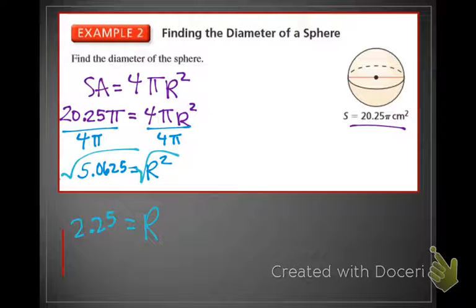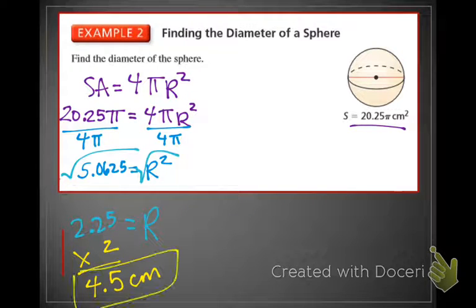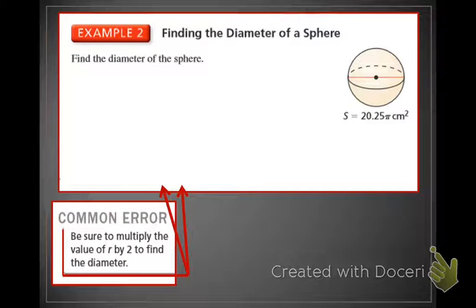Once we find the radius, what do we do to find the diameter? Times 2, it's 4.5 centimeters. Why isn't it squared? Because it's the diameter. Questions about this problem? Okay. Just a reminder, be sure to multiply the value of r by 2 to find that diameter.